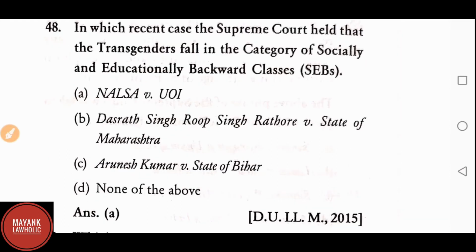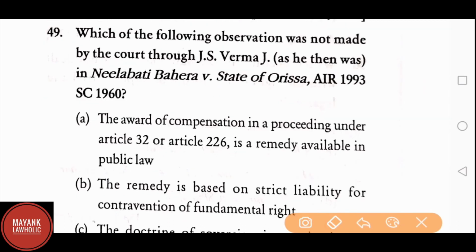Question number 48. In which recent case did the Supreme Court hold that transgenders fall in the category of socially and educationally backward classes? Answer is A. NALSA versus Union of India. Question number 49. Which of the following observations was not made by the court through Justice J.S. Verma, as he then was, in Nilabati Behera versus State of Orissa?